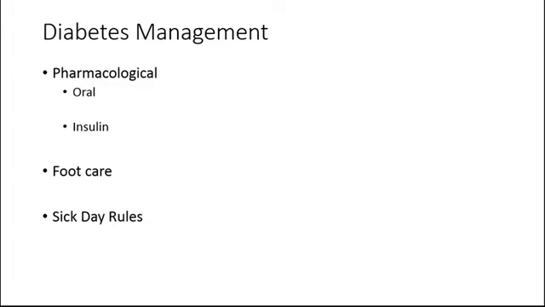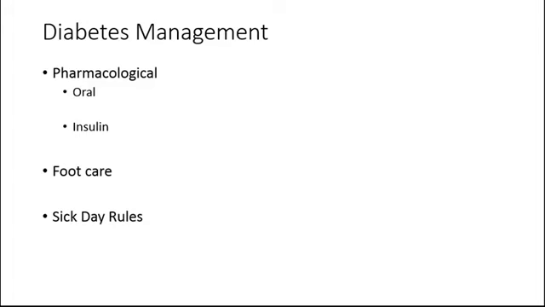Sick day rules. If our diabetic patient is sick, we're going to teach them to monitor their blood sugar. This means we want them to check their blood sugar every 4 hours. We want them to call the doctor if that blood sugar is staying over 240 or if their symptoms do not improve. We want them to test for ketones if they're type 1 diabetics, and call the doctor if they have an amount that's greater than small. So if they have a moderate amount of ketones, we want them to call their doctor.